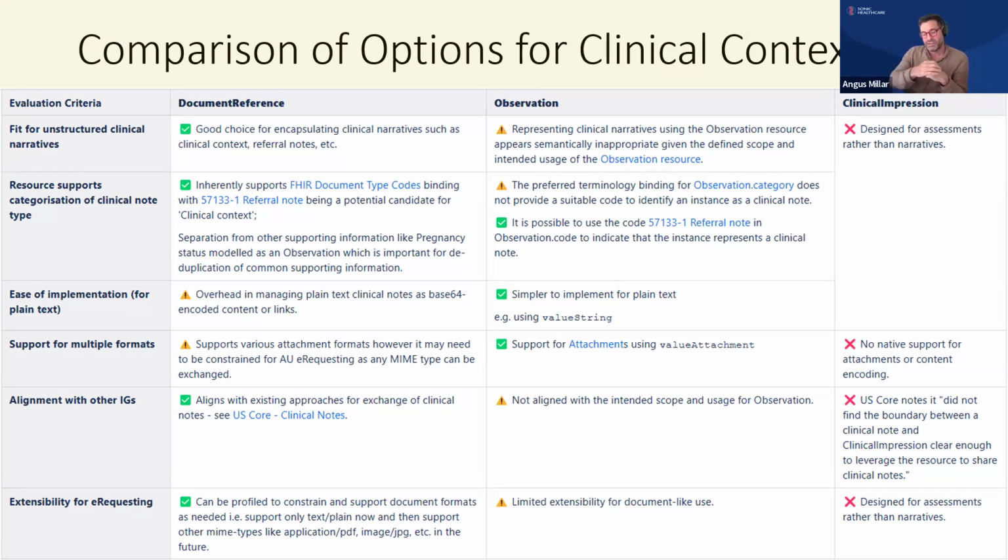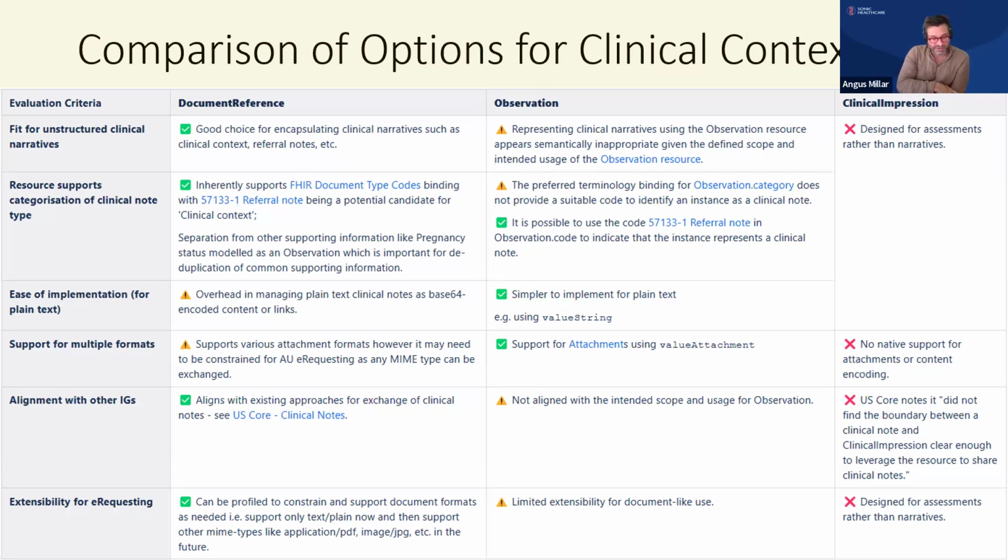On the right-hand side, observations in R4 don't support attachments, but in R5 they do. So we could certainly bring the R5 back as an extension. So you could add that capability to observation, but natively today in R4, there is no option for attachments, but it could be added and be aligned going forward.